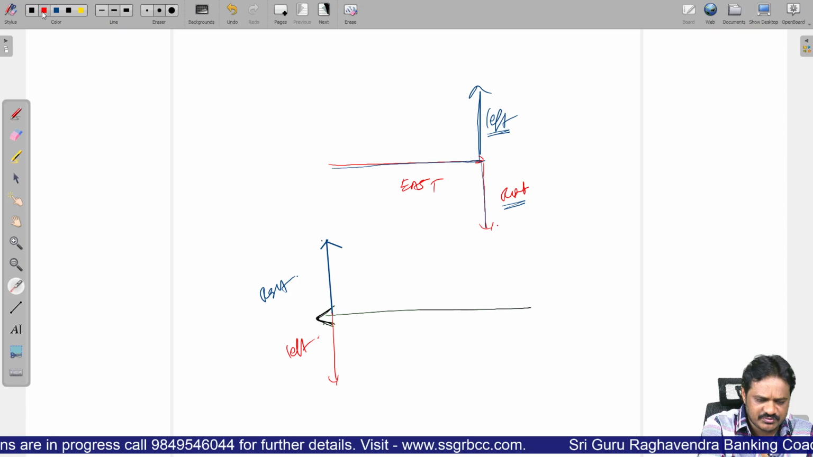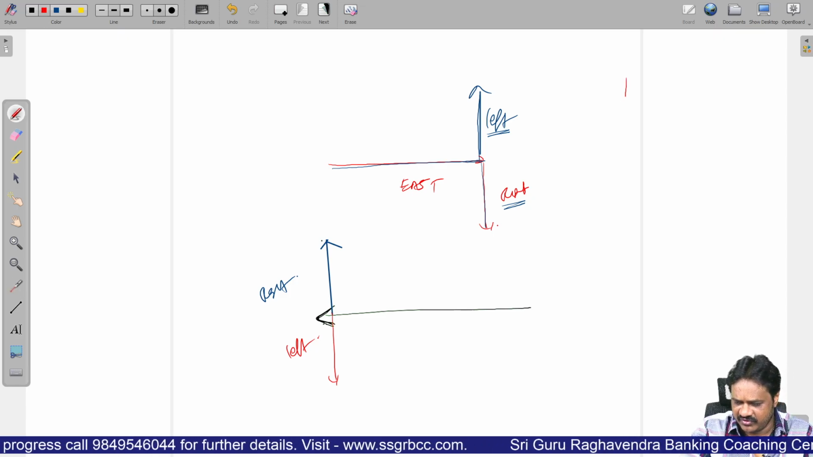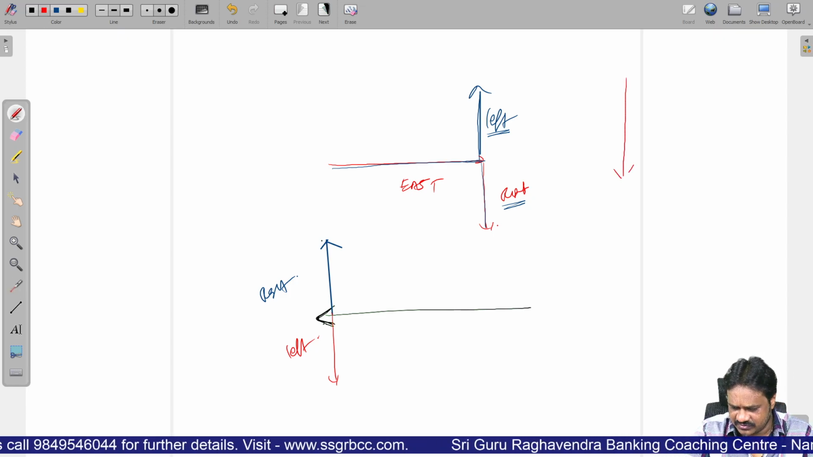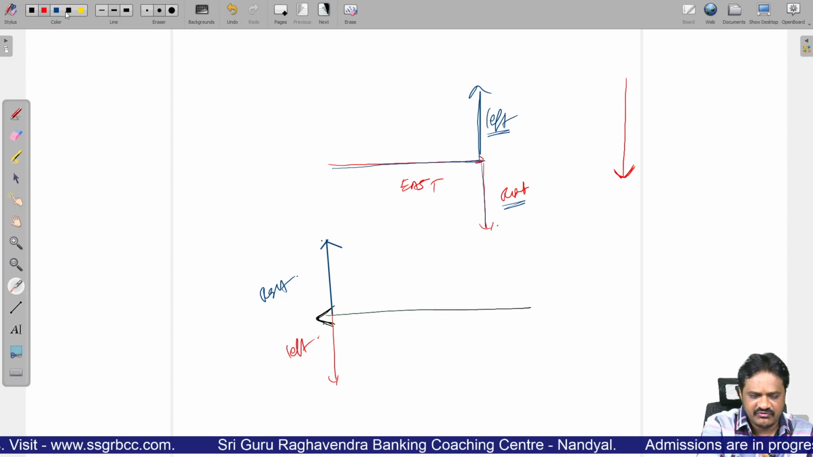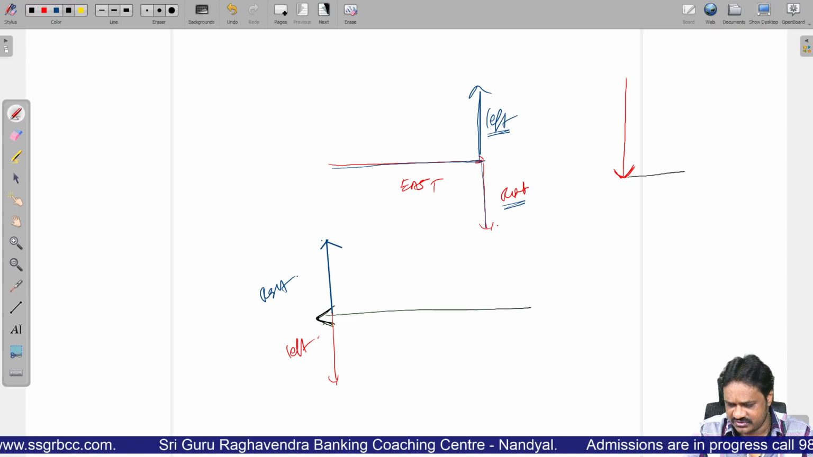Then there is one more important thing. Whenever a person is facing south, I am drawing one arrow. You have to see that arrow carefully. This is nothing but south facing. Whenever the person is facing south, right means left.